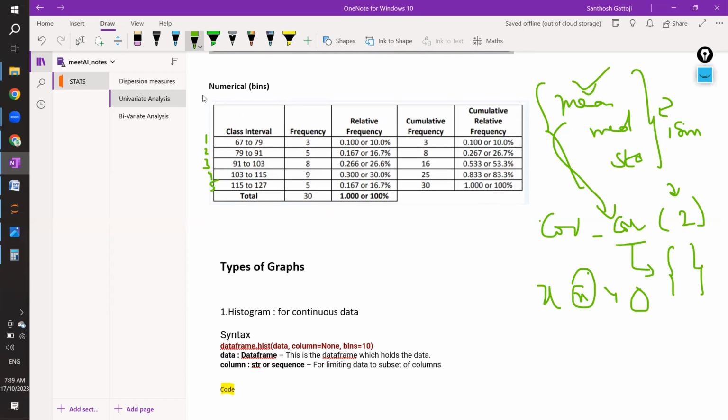Similarly, here also we have understood single column categorical and single column numerical. After that, tomorrow in bivariate analysis, we will be understanding the combinations. If it is numerical and numerical, what will it be? Categorical and categorical, what will it be? Numerical and categorical, what will it be? That will come under bivariate analysis.